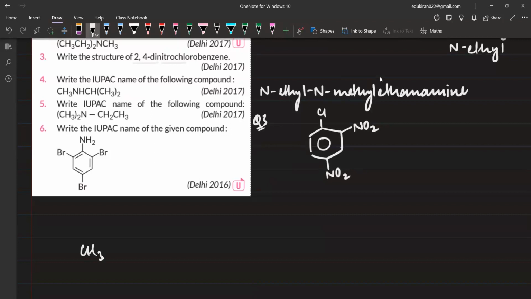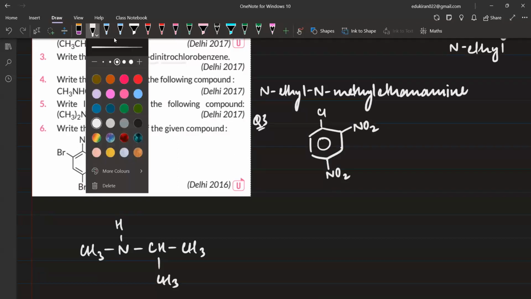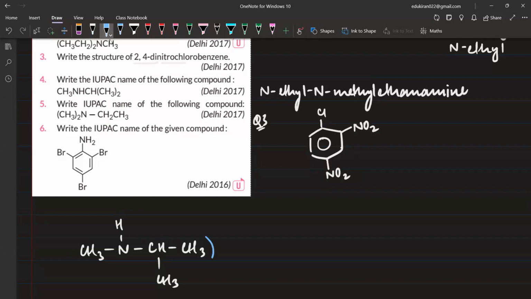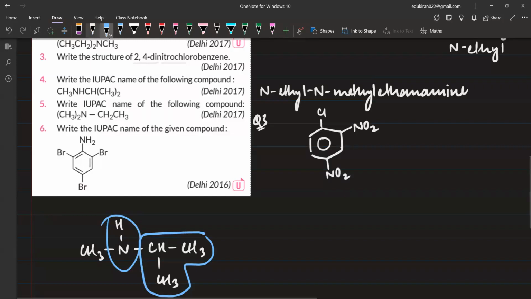You have CH3, nitrogen that is connected with one hydrogen. It is connected to one CH3 and it is connected to another CH3 like this. Now here also, if you look at the carbon atoms, I have a 3 carbon atoms chain. And here it is your functional group amine. So the functional group is going to be amine.